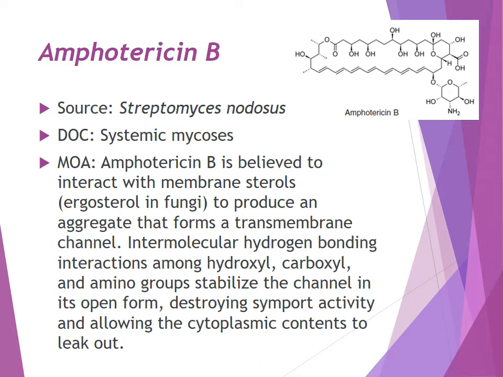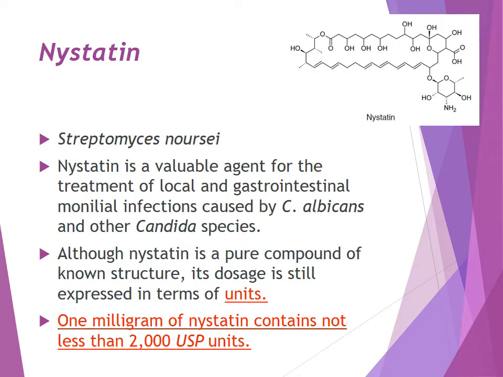As you look at the structure of our amphotericin B, it contains 7 conjugated double bonds. So 1, 2, 3, 4, 5, 6, 7. 7 po ang double bonds sa structure ng ating amphotericin B. Next, we have your nystatin. So, nystatin, source niya, Streptomyces noursei.